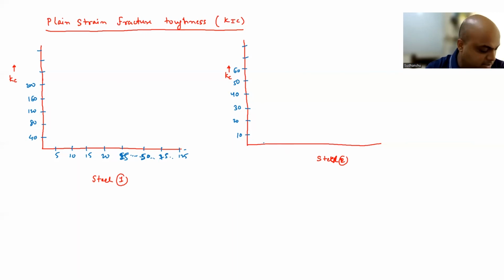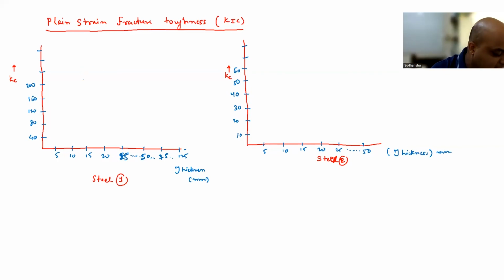Okay. And here it is 5, 10, 15, 20, 25, and then again dots, and then we see 50. Okay. So the thickness on the x-axis is in millimeter, and again thickness here is in millimeter. So we have two steels. In the first steel, K1C is 120 MPa root meter. And in the second steel, K1C is 30 MPa root meter. Okay. So this is the cutoff now.